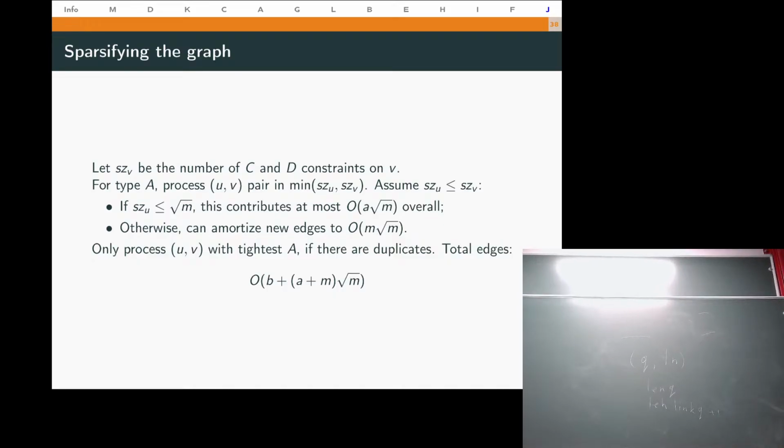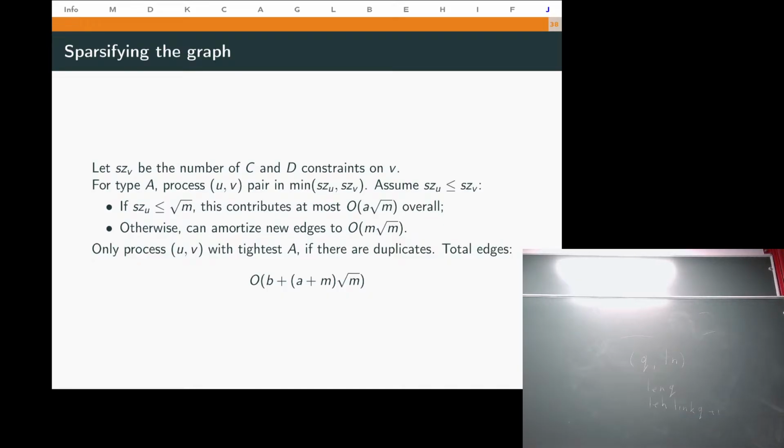On the other hand, if we sum up the sizes of all other distinct vertices that also have the size M, then those sizes together will sum up to the value of M. So because of this, if we exclude constraints from A that apply to the same pair of vertices and only keep the tightest constraint, it will mean that we can process all the pairs of vertices that are larger than square root of M, while only adding M square root of M new edges.